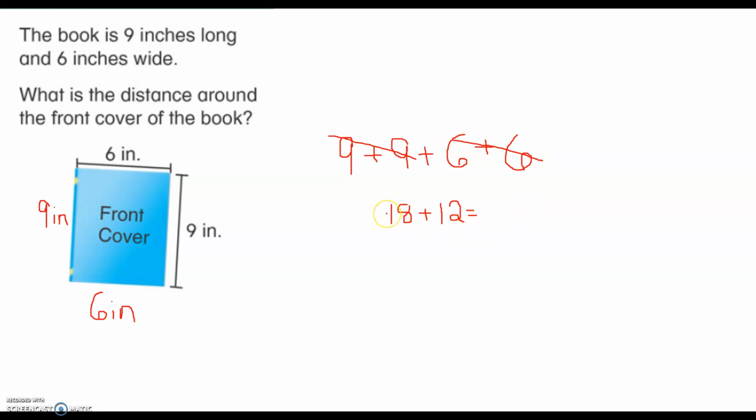You can add these together using place value, or you can break them apart. I know that I have 2 tens because my tens places each have ones. 1 ten plus 1 ten is 20. When I add my ones together, 8 plus 2, I get 10. So my tens plus my ones is 20 plus 10, which equals 30. So what is the distance around the book? 30 inches.